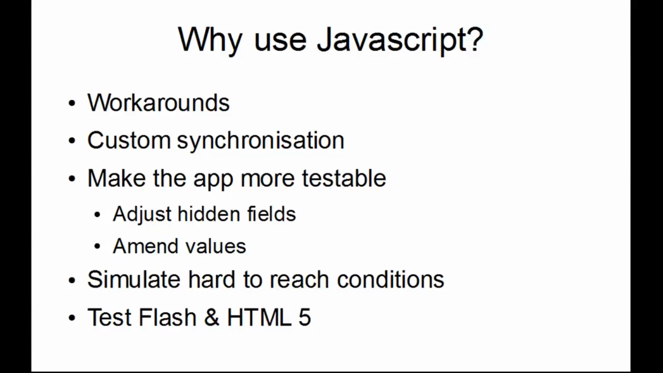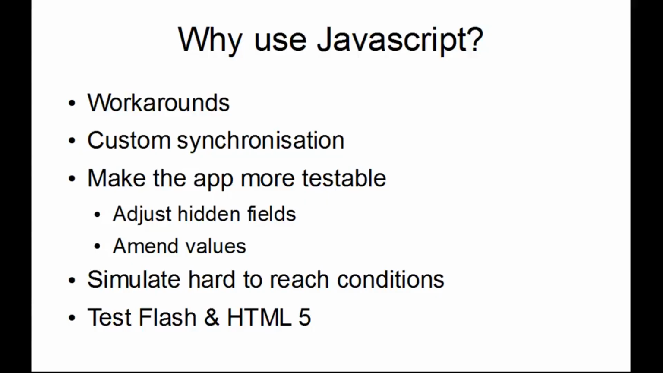Now you can argue that's not necessarily the best thing to do, but hey, that's what I'll do. I will make hidden fields available to me. I will amend values. I will do whatever it takes to test the application, and JavaScript is one way that I have for doing that. So I can use it to simulate hard to reach conditions by putting the application into a certain state, by calling the JavaScript functionality that makes up the application itself, by injecting new JavaScript into the application and using that.